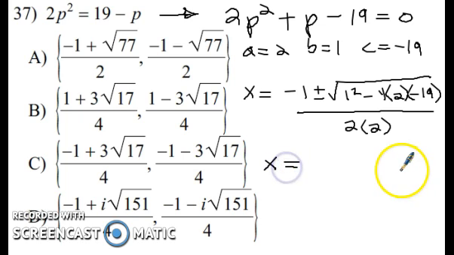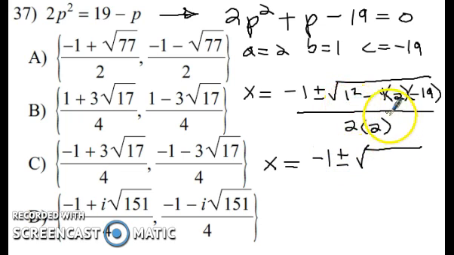Okay, so this is after we plugged in A, B, and C. And now we have minus 1 plus and minus the square root of 1 squared, which is 1, and negative 4 times 2 times negative 19. That is 152. So 1 plus 152 gives us 153. Square root of 153 and then over 4.